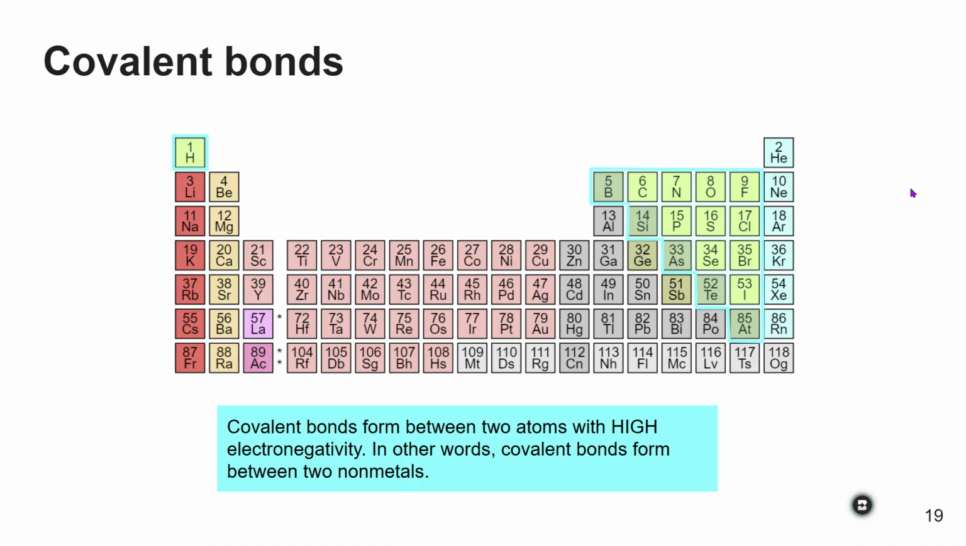And hopefully you came up with what you see on the screen outlined in this teal color. So this is going to involve hydrogen and the elements to the right of the stair-step line, excluding the noble gases. Remember, they are inert, which means they do not react. So these form between atoms with high electronegativity, and in other words, covalent bonds are between two nonmetals.